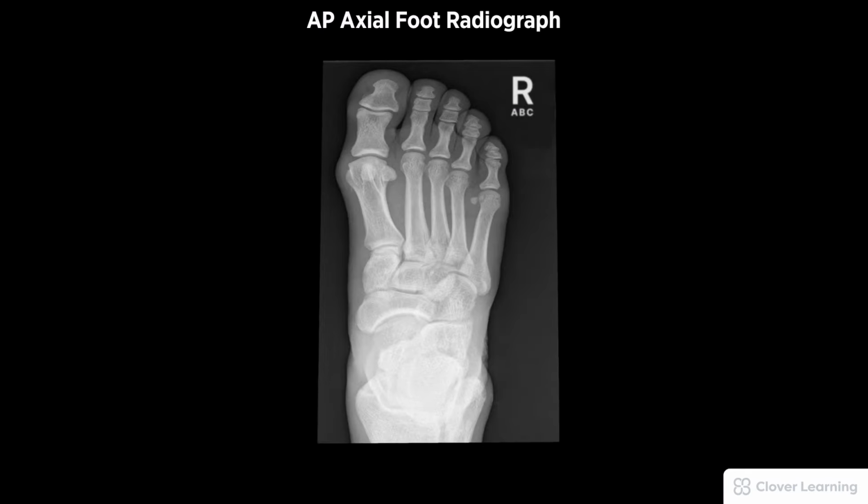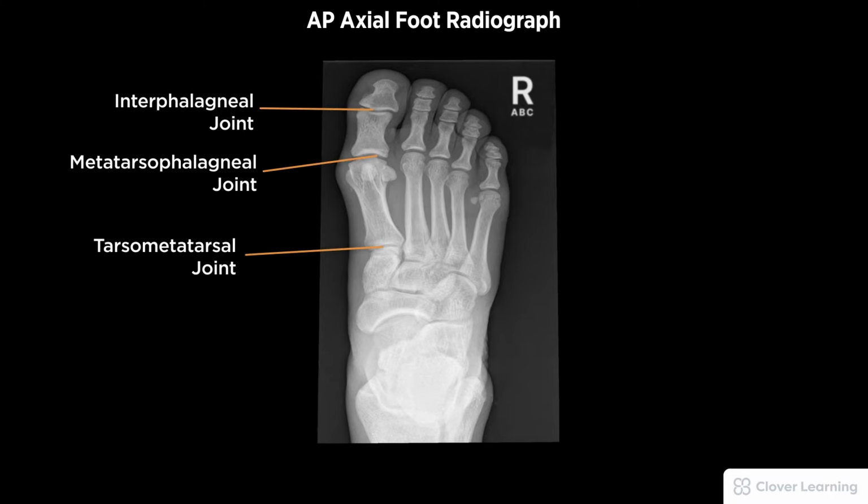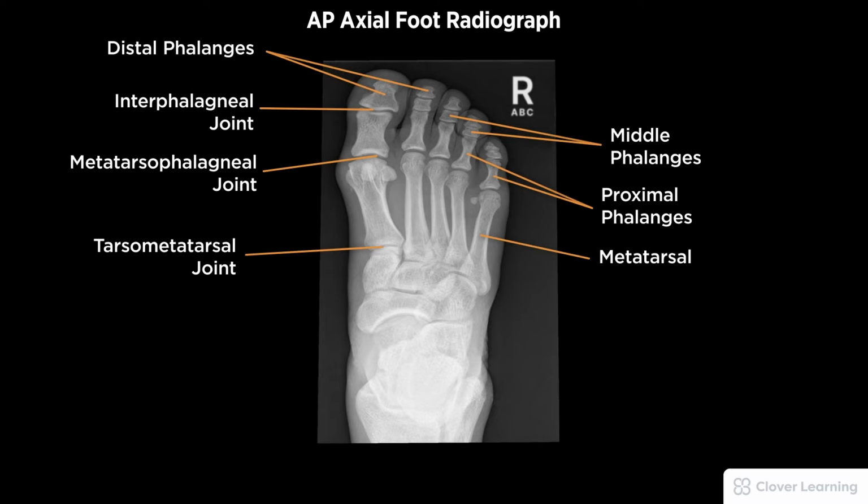A diagnostic AP axial foot radiograph must be free of motion and rotation. Demonstrated anatomy to include interphalangeal, metatarsal phalangeal, and tarso-metatarsal joint spaces, metatarsal, proximal, middle, and distal phalanges, and portions of the talus and calcaneus with proper visualization of soft tissue and bony detail.